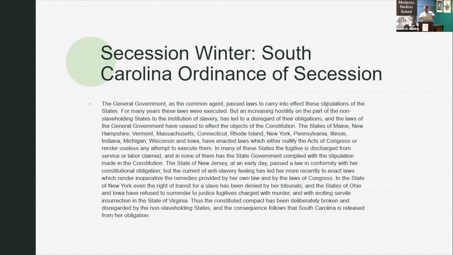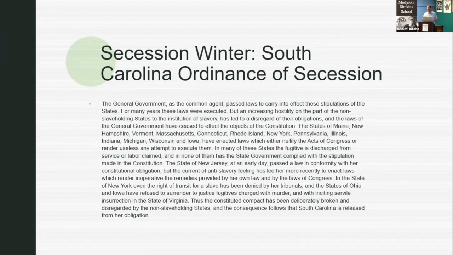And so South Carolina argues that their rights to hold slaves are being imperiled. And they say, thus, the constituted compact has been deliberately broken and disregarded by the non-slaveholding states. And the consequence follows that South Carolina is released from her obligation.